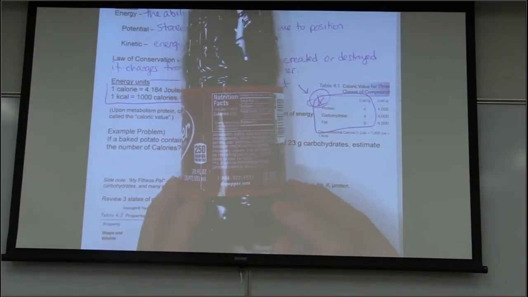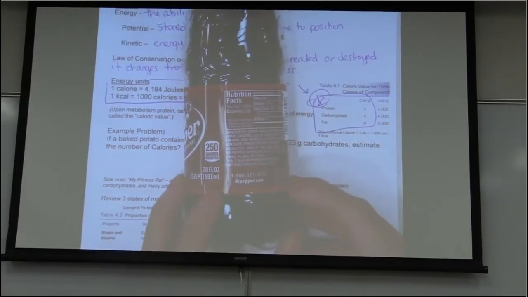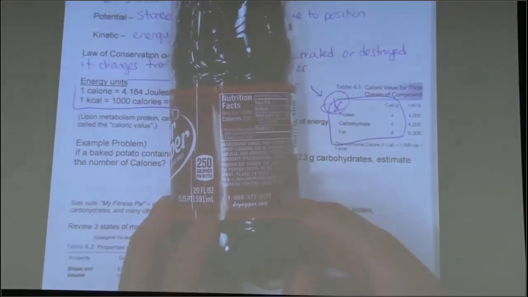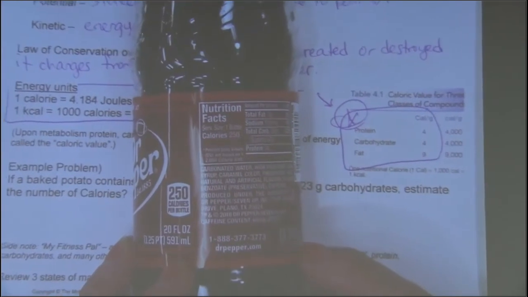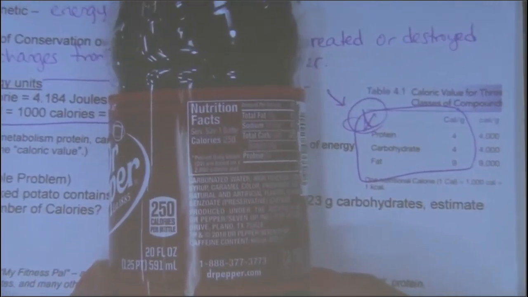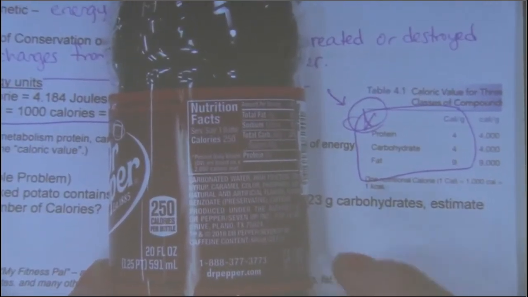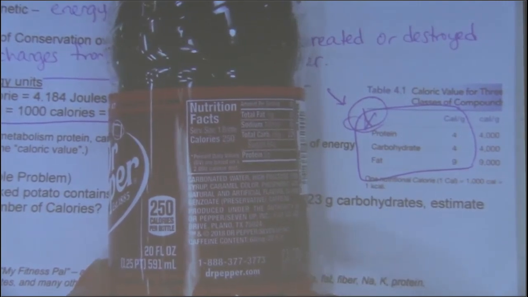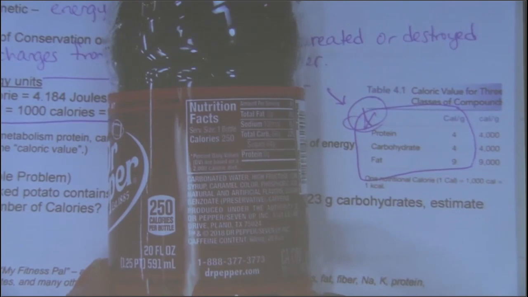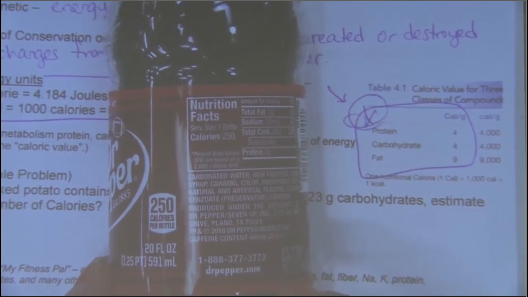All right, what do you see there in this Dr. Pepper? 250, and what does it have there? Big C calories. 250 big C calories. So for one bottle, it has 250,000 calories. Now, whoa, she's thinking, no wonder I don't lose weight. I want to.